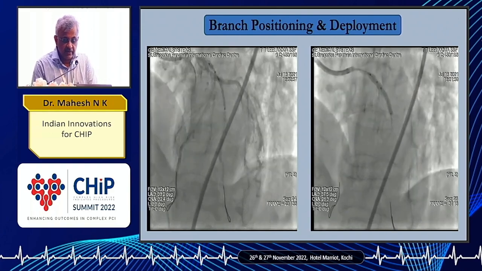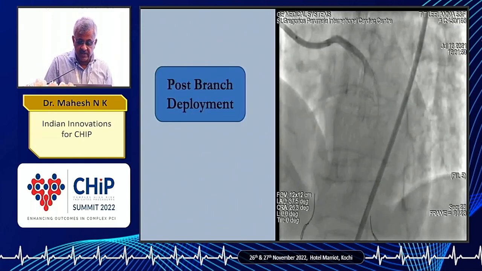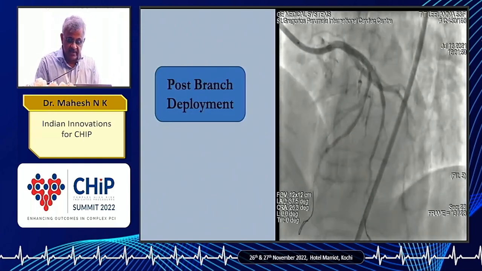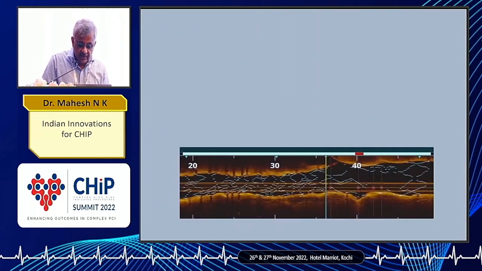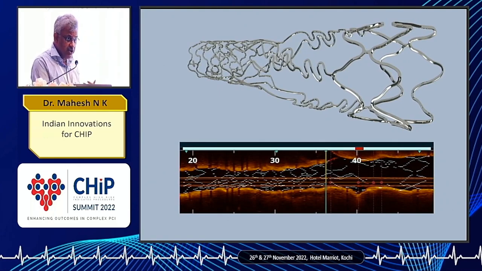The stent gets deployed, and post branch deployment, this is the shot. You can see that the main vessel is flowing, and so is the side branch. Then after that, we took an OCT. See, this is very important to see how the OCT looks. This is from the side branch into the LAD.